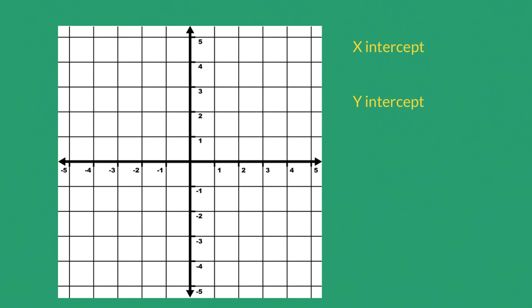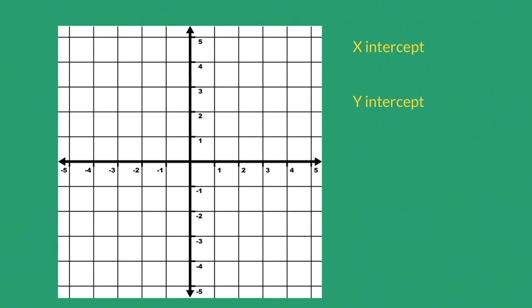X-intercept, Y-intercept. Where is the line going to go through or contact? Where is a line going to contact or cross through the X or the Y axis? Now, a line requires a minimum of just 2 points.